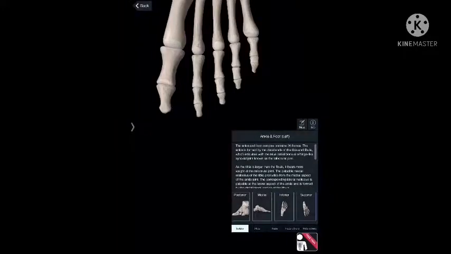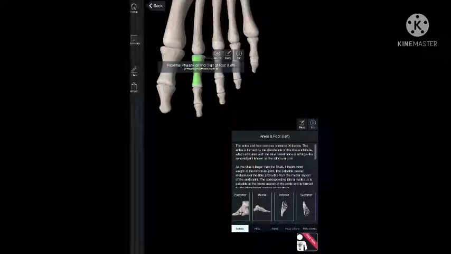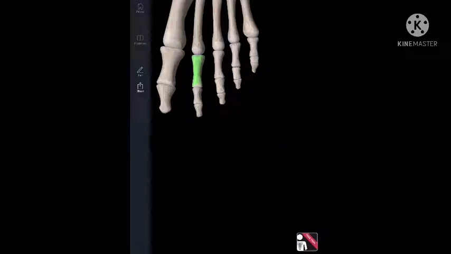Now let's take a closer look at the parts of the foot, starting with the phalanges. As I have mentioned, we have 14 phalanges, 2 in the greater toe, which are termed the distal and the proximal phalanges, and 3 in each of the other toes, termed the distal, the middle, and the proximal phalanx. Each phalanx is composed of a body and 2 articular ends: the proximal base and the distal head.